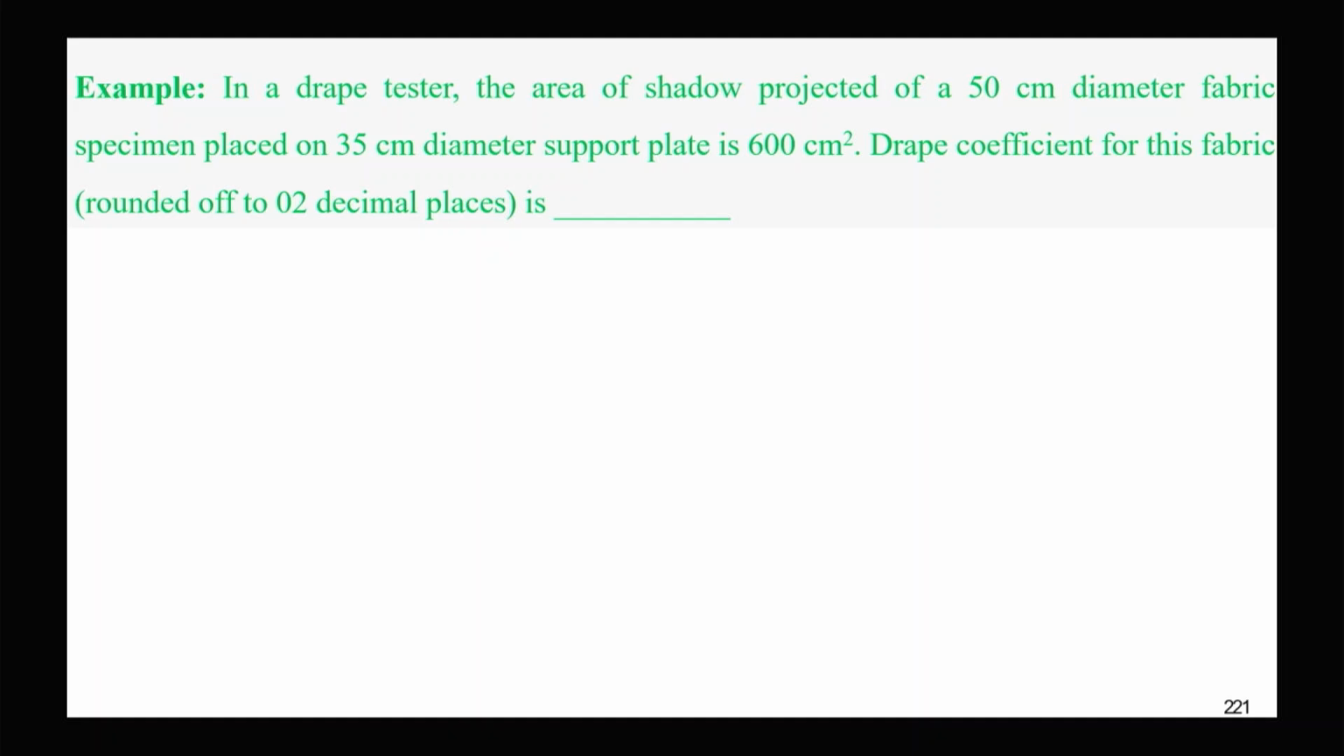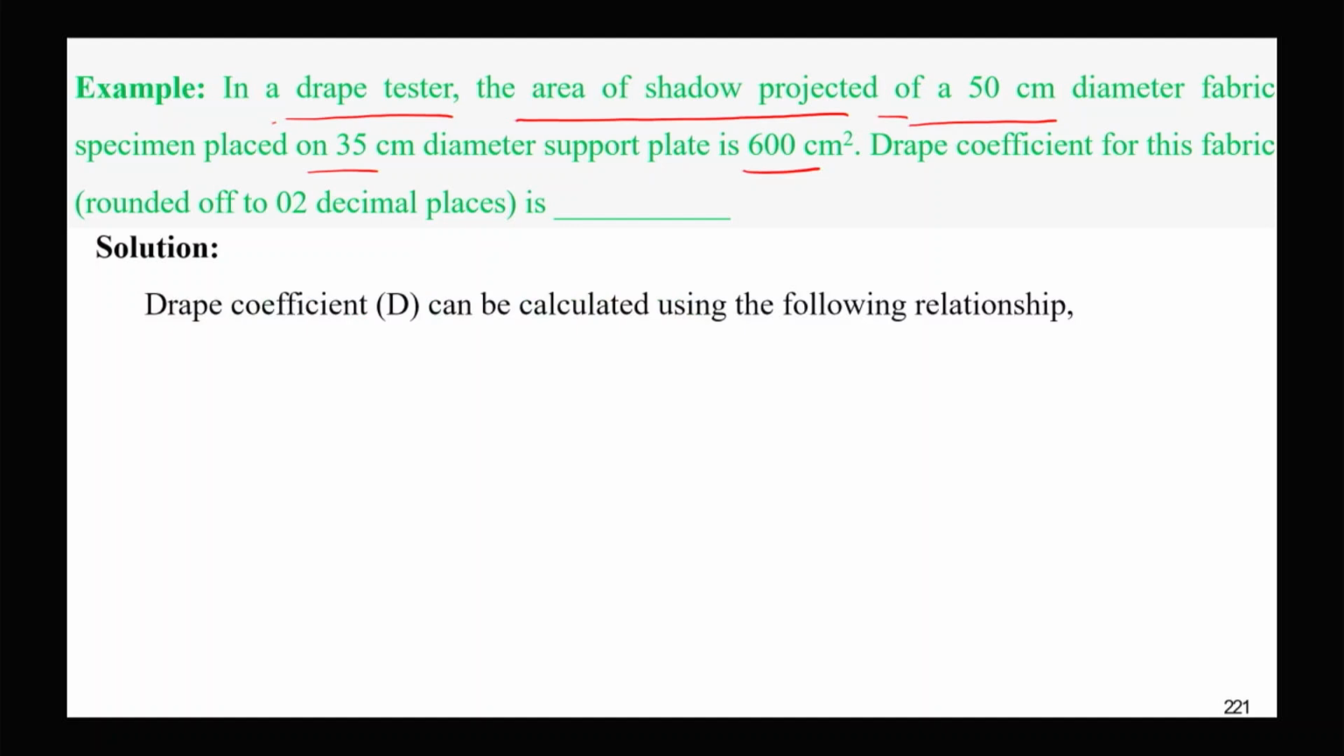Now let us try to do this numerical. In a drape tester, the area of shadow projected of a 50 centimeter diameter fabric specimen placed on a 35 centimeter diameter support plate is 600 centimeter square. That is the projected area. That means it's the area beyond the support plate. So we have to calculate the drape coefficient. Now see, drape coefficient D is calculated by this formula. We have seen A1 is the initial area of specimen. Specimen diameter is given.